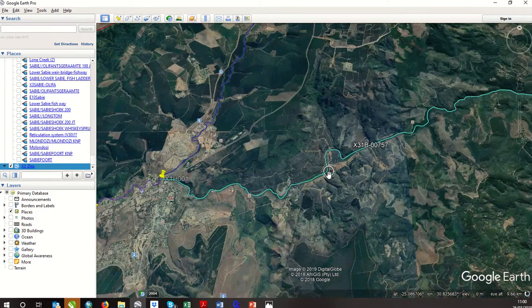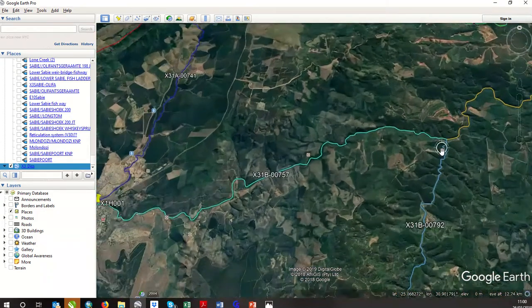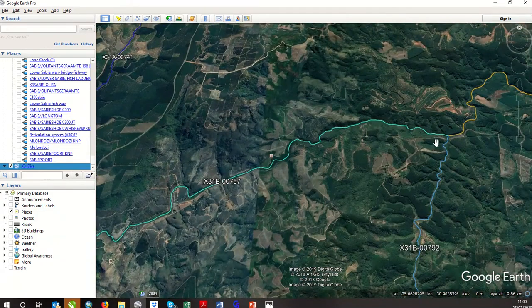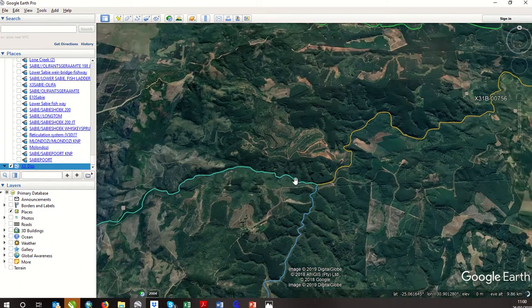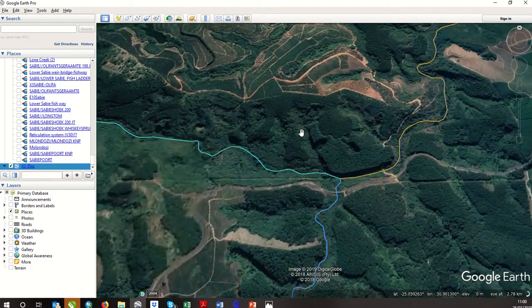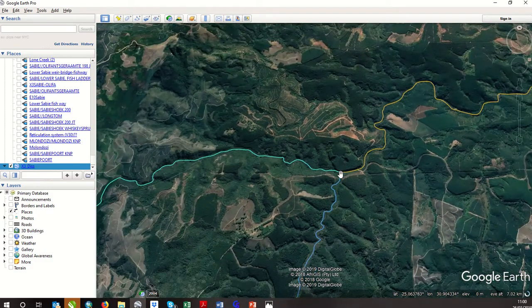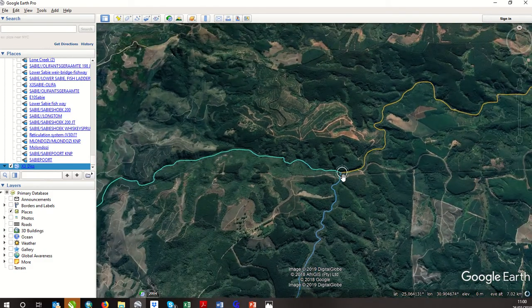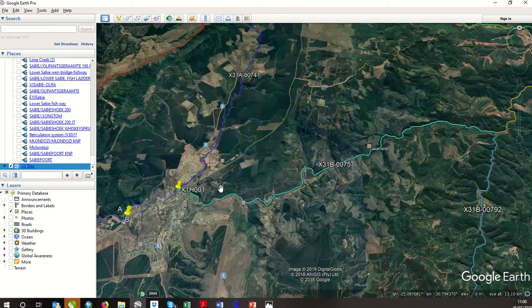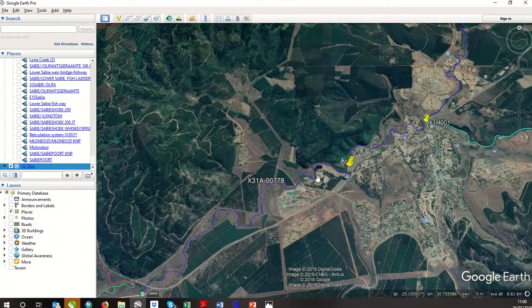And I also want to consider this reach downstream here. I don't want to go too far. Can you see? That's where we started collecting all of those other species, from the confluence where you started collecting the other Enteromius and the other yellowfish and things. So I think that's too far. So I'm only going to focus on this reach and what I would find in this reach. So it's X31A 00778.